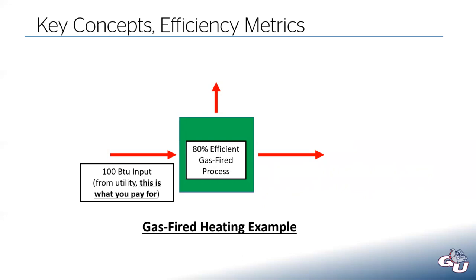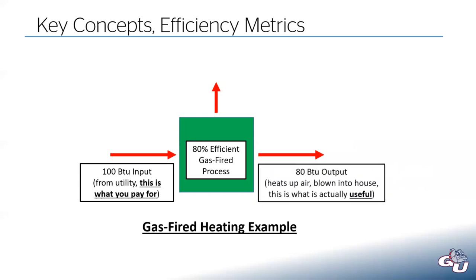To put this in a process diagram, we have an 80% efficient gas-fired process. We get 100 BTUs from the utility company. That's what Avista provides us, and that's what we have to pay for. We get 80 BTUs output, and that is the useful output. That 80 BTUs is what goes into the air, which is then blown into your house to keep it warm. And then you get 20 BTUs of waste that just gets dumped outside.